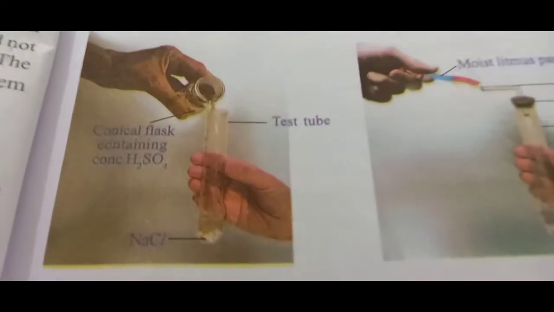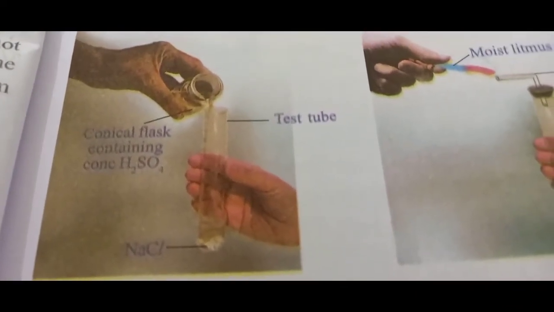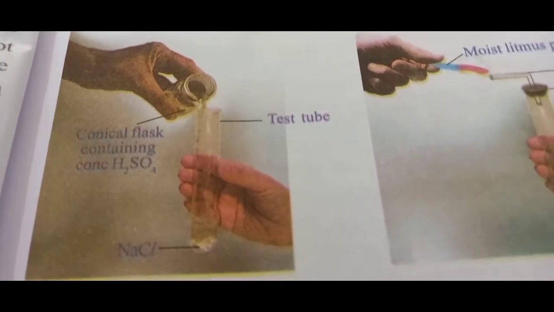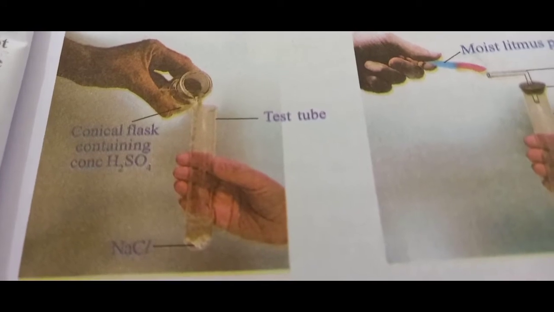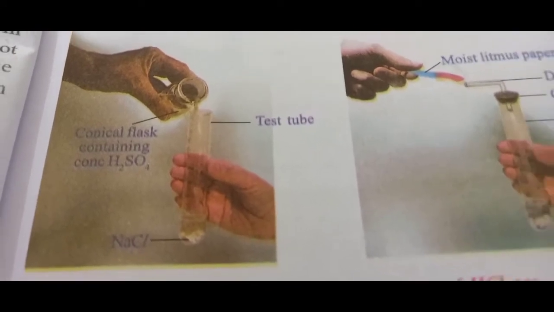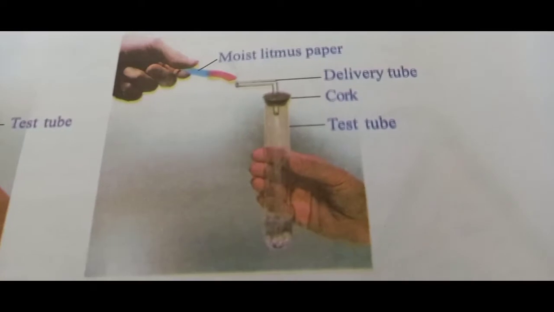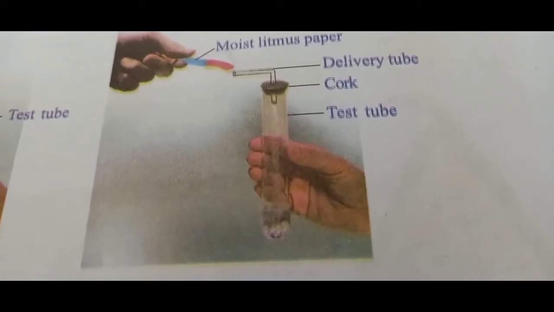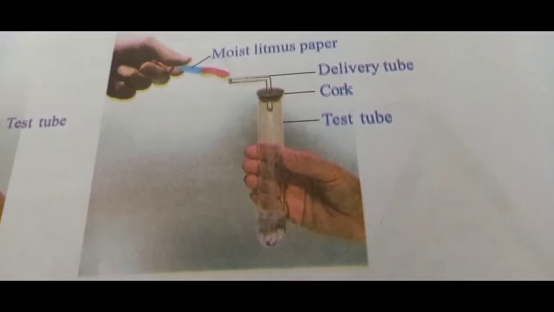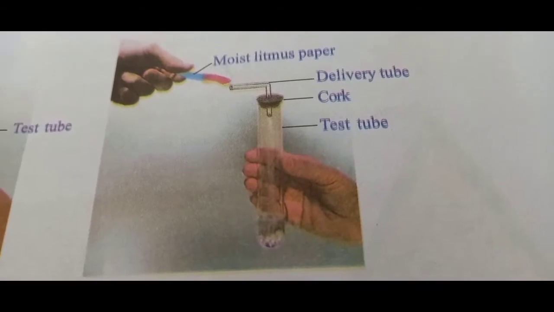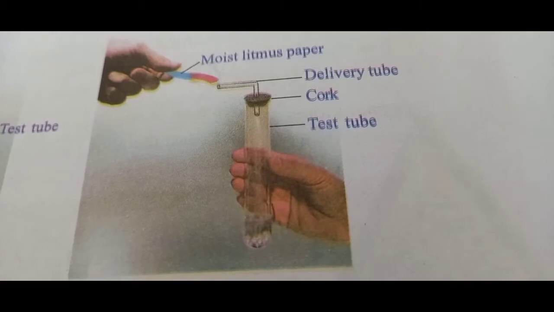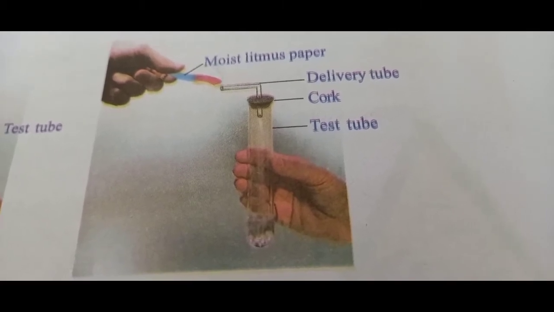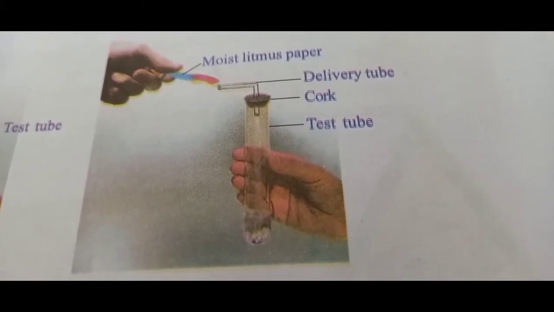In this, if you see the test tube containing NaCl, he is pouring concentrated H2SO4 from a conical flask. He is adding. Then, after mixing both chemicals, NaCl and H2SO4, he placed a rubber cork containing one hole, and through this hole he introduced one delivery tube, and at the mouth of the delivery tube he placed one moist litmus paper. That means wet litmus paper.